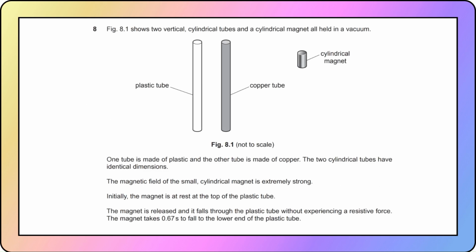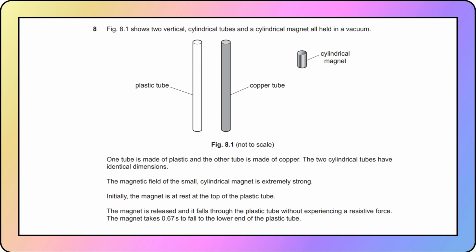Figure 8.1 shows two vertical, cylindrical tubes and a cylindrical magnet all held in a vacuum. One tube is made of plastic and the other tube is made of copper. The two cylindrical tubes have identical dimensions. The magnetic field of the small, cylindrical magnet is extremely strong.